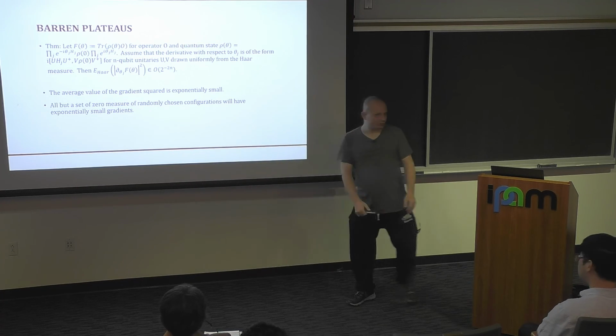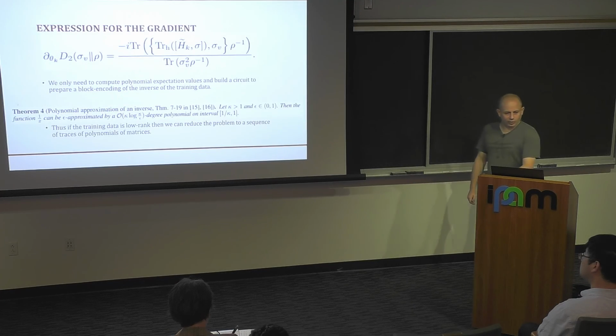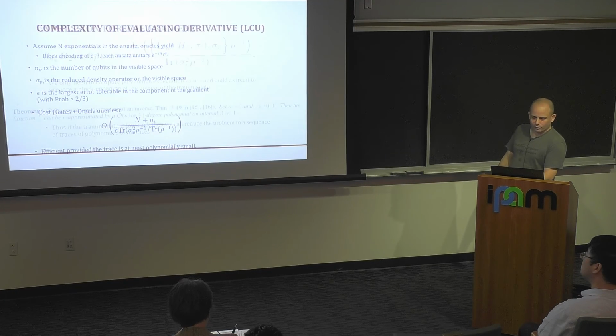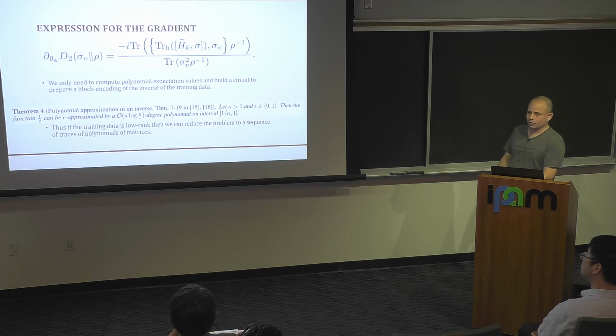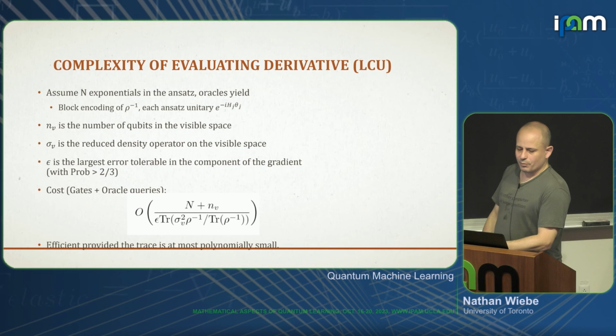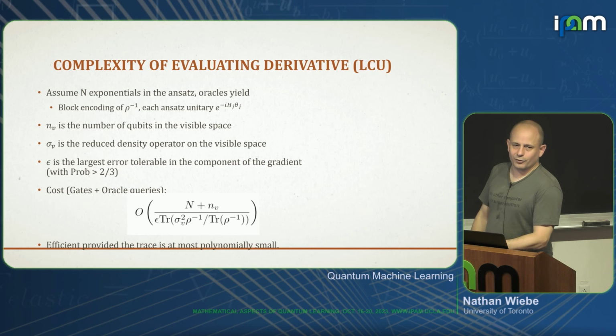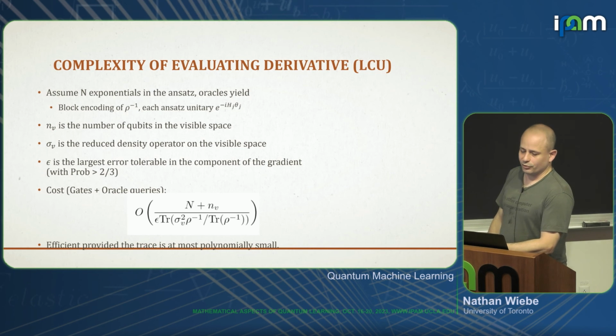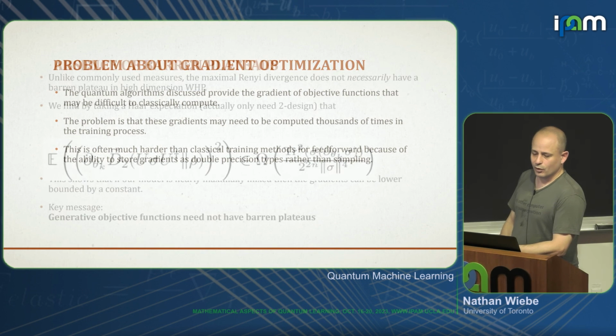Okay? So there's other methods. Some generative models don't have barren plateaus, and they're cool, but I don't have time to cover them. And you can sometimes evaluate their gradient in polynomial time, which is cool, but I don't have time to cover that.